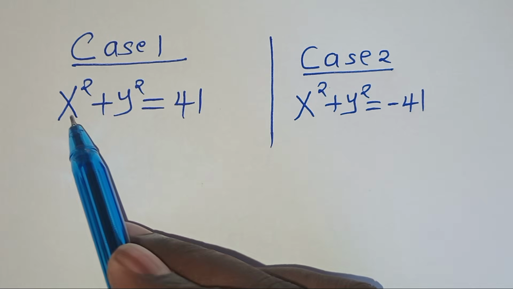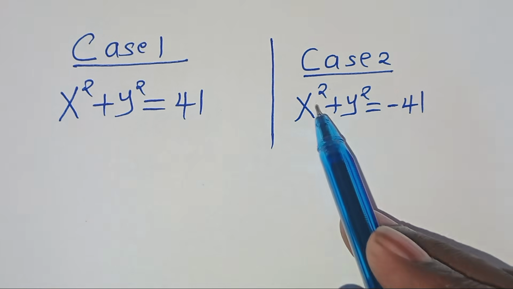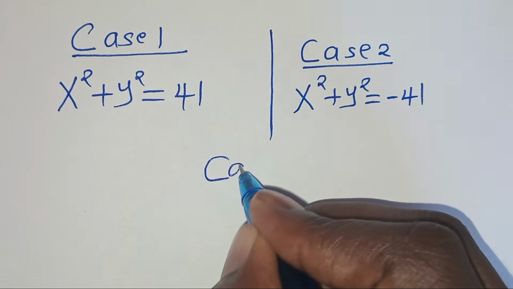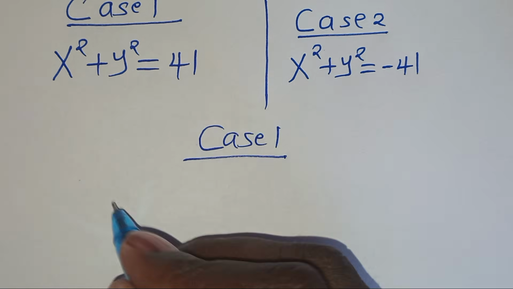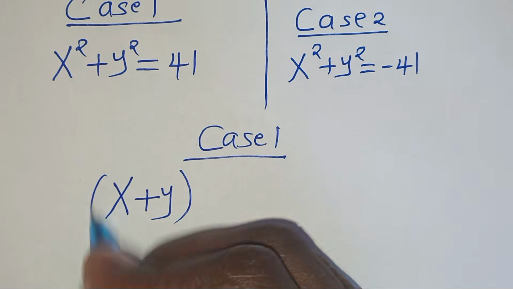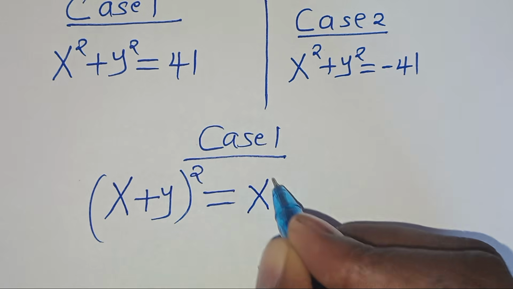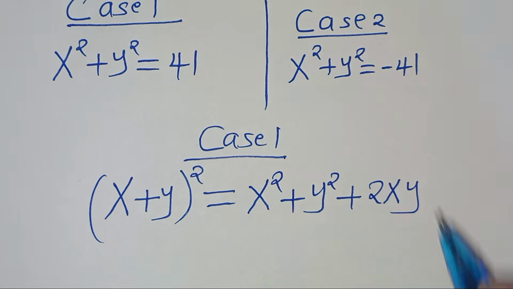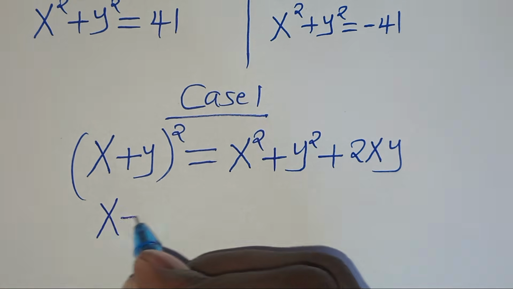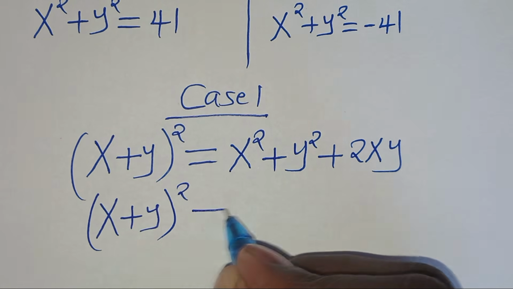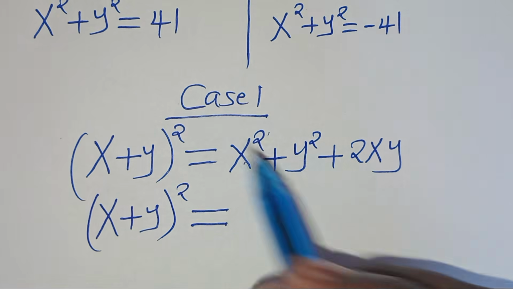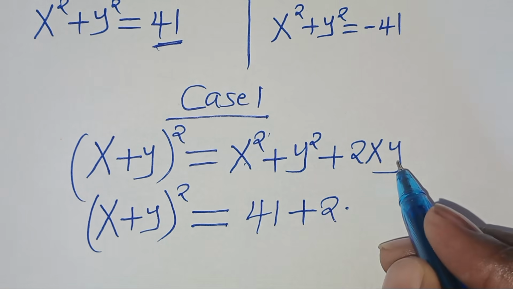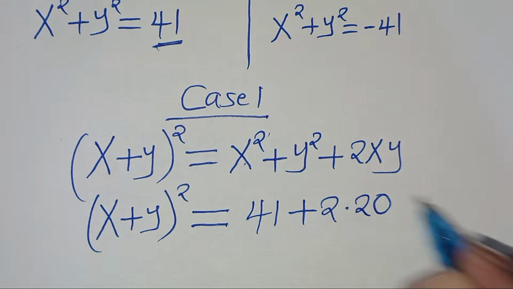Now in case 1, x squared plus y squared is equal to 41. In case 2, we have x squared plus y squared is negative 41. So let's start with case 1. Now, from the algebraic identity, x plus y raised to the power of 2 is the same thing as x squared plus y squared, plus 2 multiplied by xy. So here we have x plus y raised to the power of 2 equal to x squared plus y squared, which from case 1 is 41, plus 2 multiplied by xy, which is what we have in equation 2, the same thing as 20.